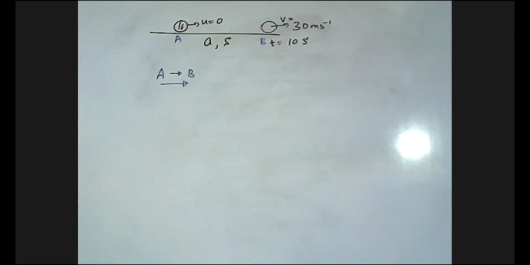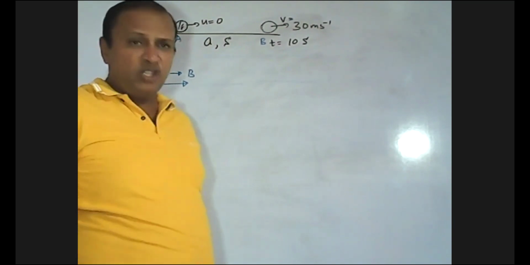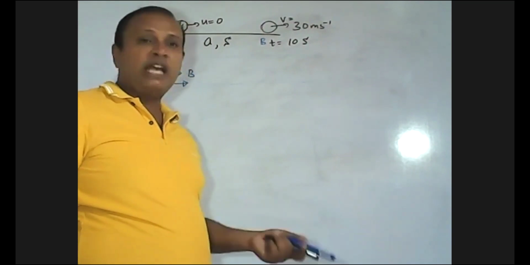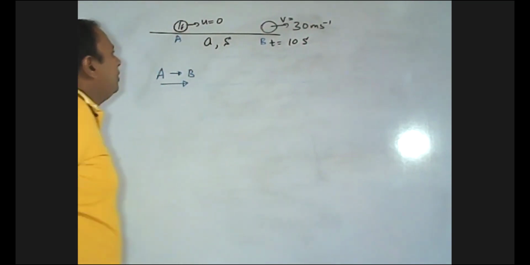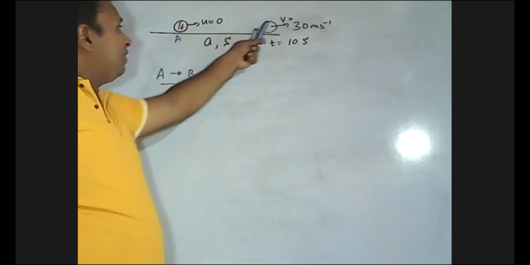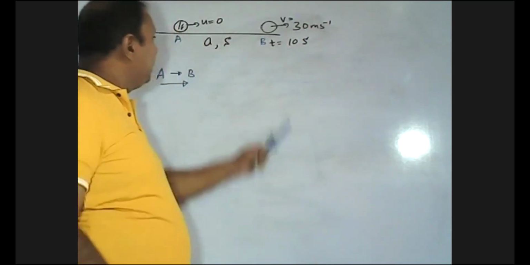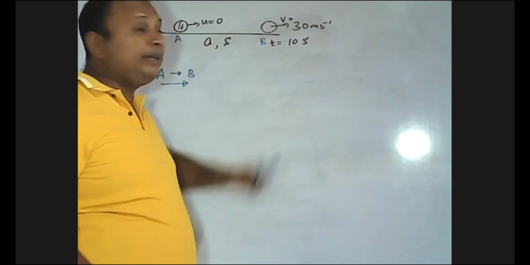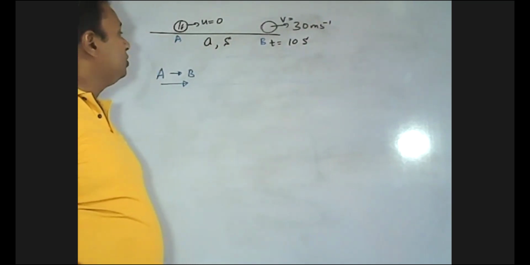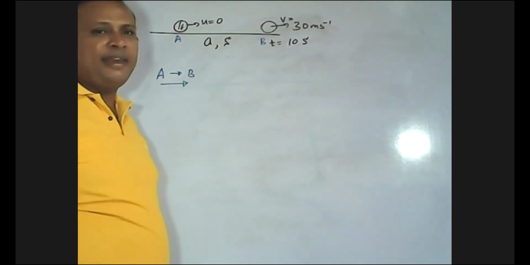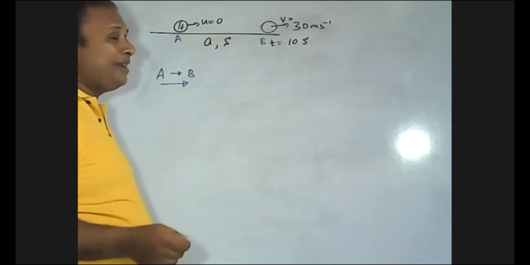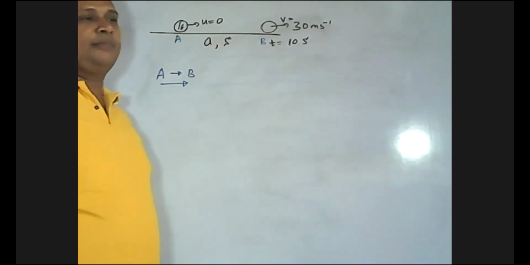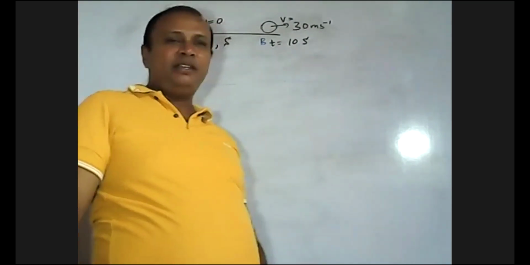The initial velocity is 0 because it is mentioned the object starts from rest. The final velocity is 30 ms minus 1. The time taken is 10 seconds. It is also given. Then you have to find A and S. So when you are going to find A, what is the most appropriate equation?